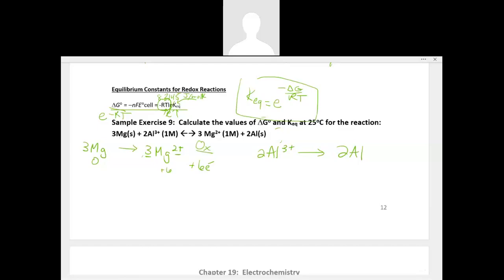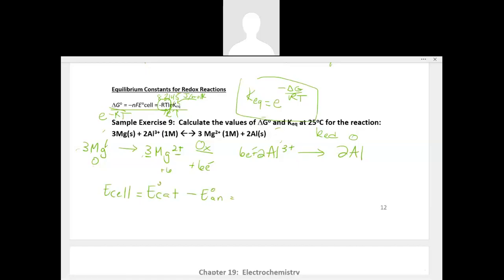So magnesium is being oxidized. Aluminum will be reduced, by the same note. I have 2 times plus 3, so I need to add 6 electrons to get this to 0, like the aluminum on the product side here. So I have 6 electrons in, 6 electrons out. Because of that, I don't need to multiply by any coefficients, and now I can just solve. My E cell is going to be the potential of my cathode minus the potential of my anode.